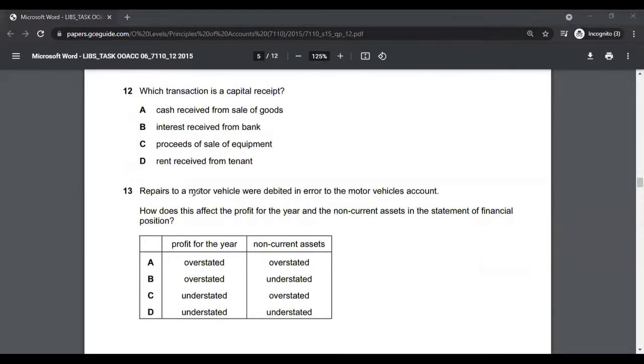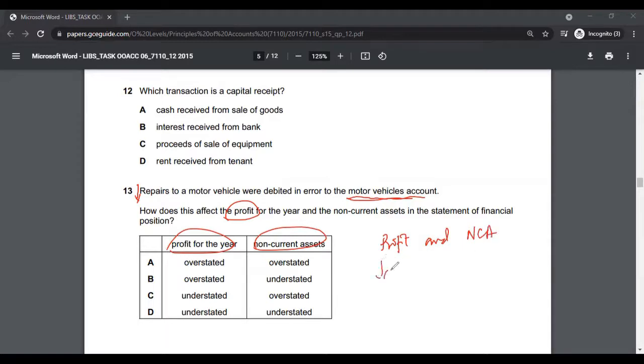Multiple choice 13. Repairs to motor vehicle were debited in error to the motor vehicle's account. So repairs to a motor vehicle is an expense account. Now the expense account has been understated. So how will this affect the profit and the non-current assets? So we need to study the effect on profit and non-current assets.